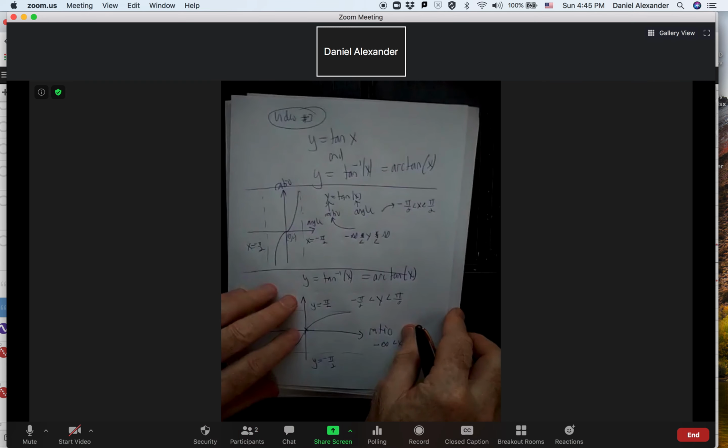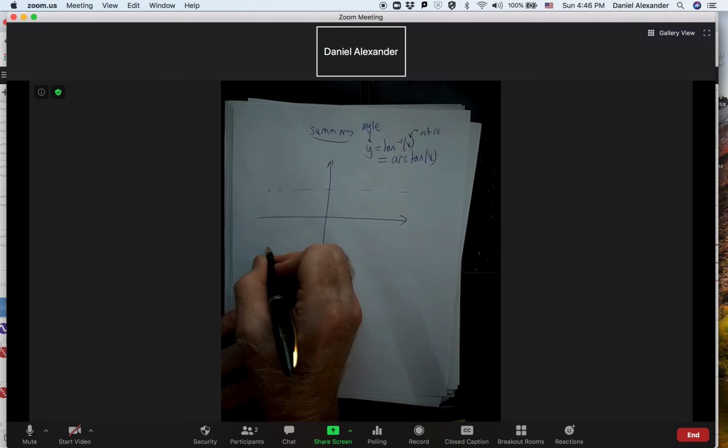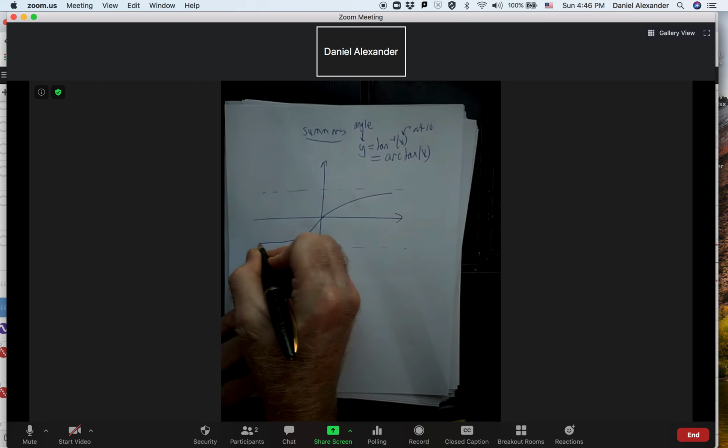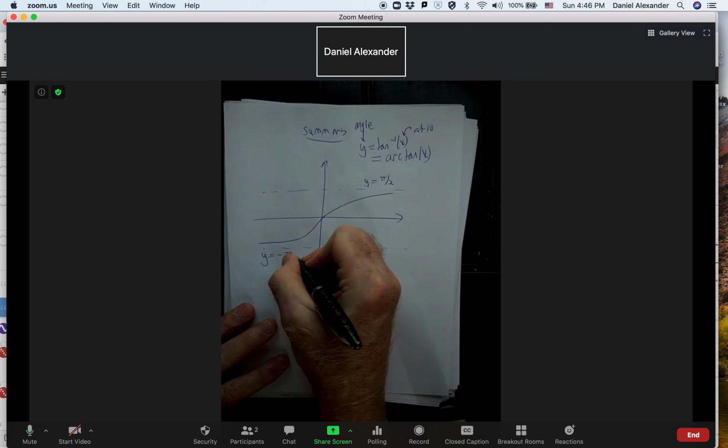Okay, so summary. Here's the inverse tangent, also known as the arctangent. X is a ratio. Y is an angle. Okay, so the graph looks like this. We have a horizontal asymptote on the right at y equals pi over 2, and one at the left at y equals minus pi over 2.